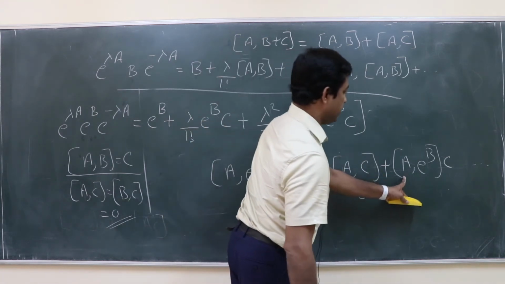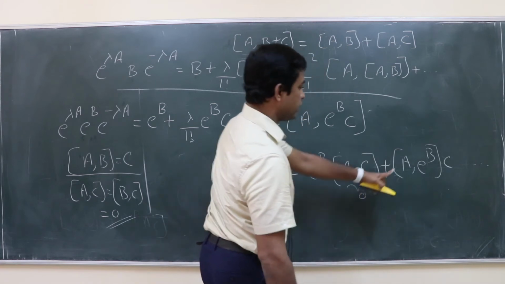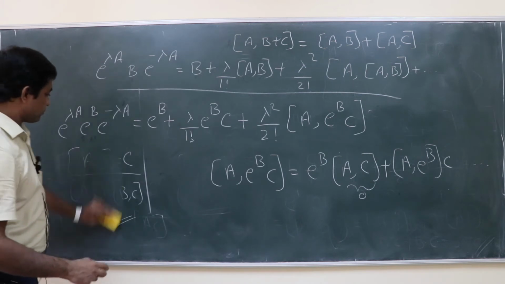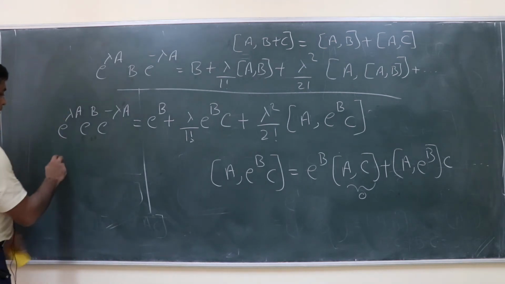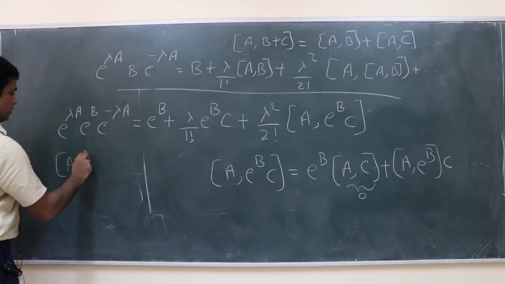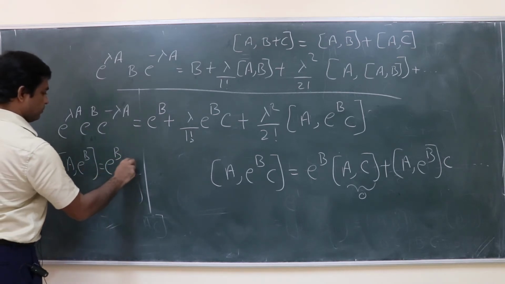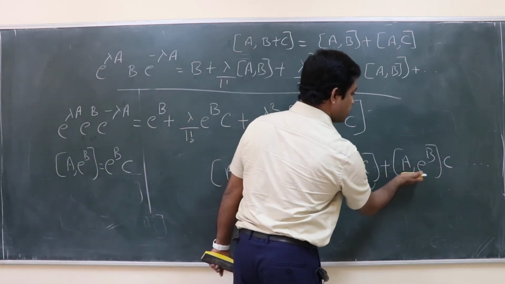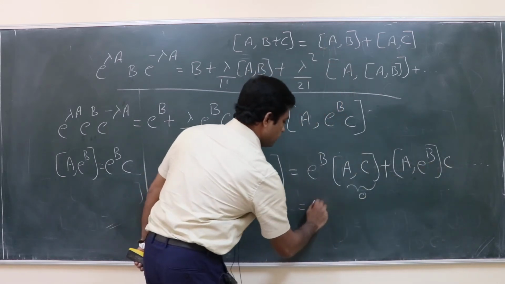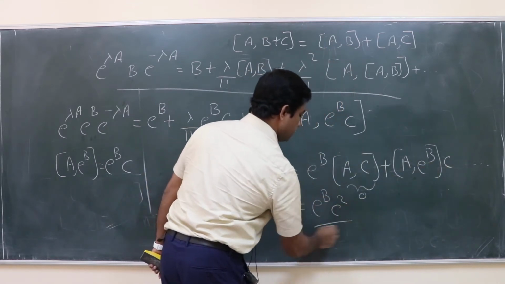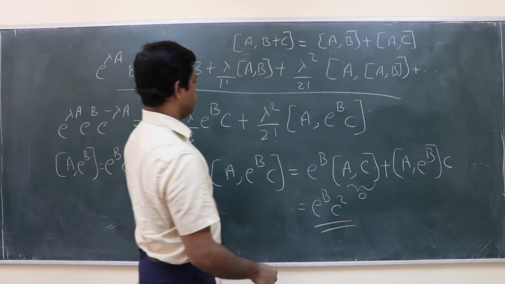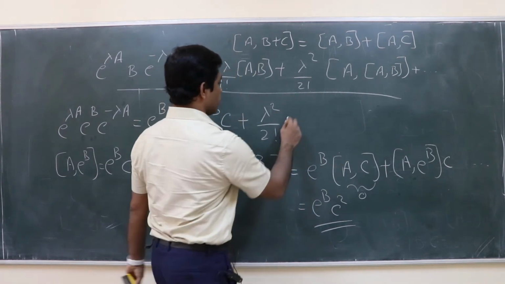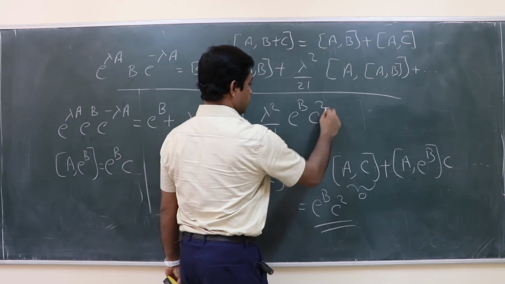So this is [A, e^(bc)], but we know that [A, e^b] is what you have shown earlier. So you get this as e^b into c into c, which is equal to e^b c squared. So the second term will become e^b c squared.